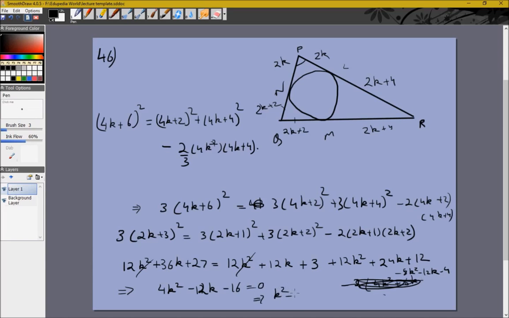0, or k square minus 3k minus 4 is equal to 0, k square minus 4k plus k minus 4 is equal to 0, or k is equal to minus 1 or 4. Minus 1 does not give us proper values because the side will be minus 2 then, but 4 does give us proper values. So for k is equal to 4, 4k is 16, so 16 plus 6, 22, 20 and 18. So the answer is B and D.